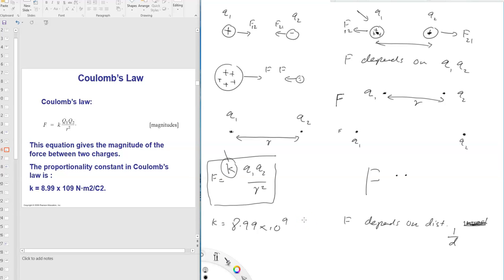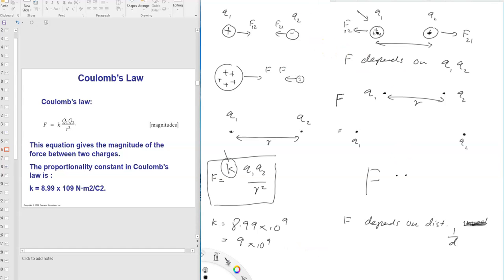So this is a universal constant. It's called the proportionality constant. For our calculations, we can even take it as 9 times 10 to the 9. That's pretty close, and it's a good approximation. So this equation tells you how to find the force between two charges. So let's try one or two examples.